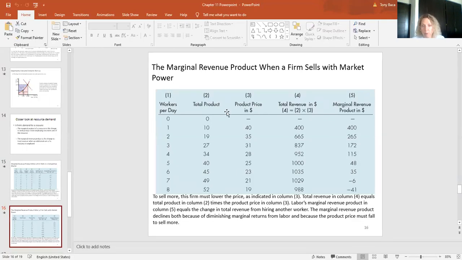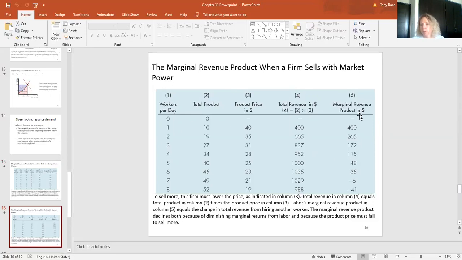We have workers per day, and we actually have the same total product, right? Those are the same numbers. But you can see here's where it starts getting different, is when we get to column 3, the product price. You can see the product price starts really high and then goes down as we want to sell more and more units. Total revenue, we got it the same way. We just multiplied 2 and 3.